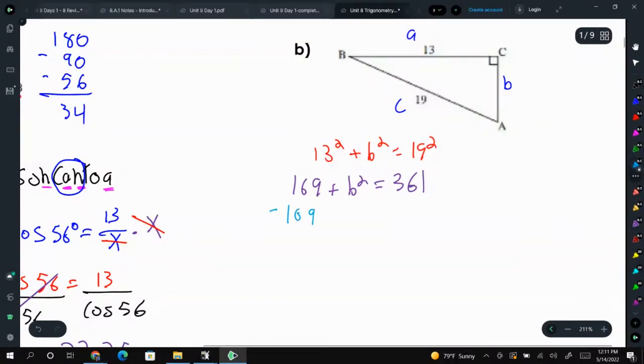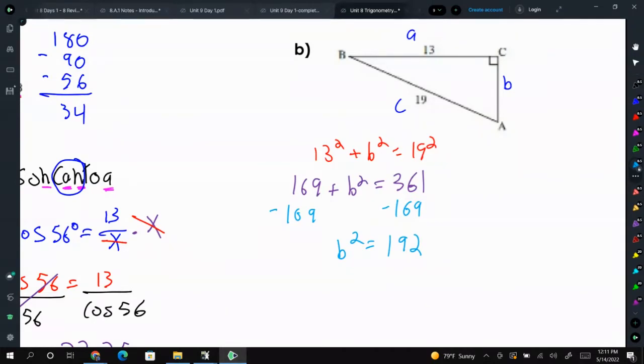Then we'll subtract 169 from both sides, and we get b squared equals 192. And then we can square root both sides. Now, the square root of 192 is a decimal, so we want to simplify this radical.